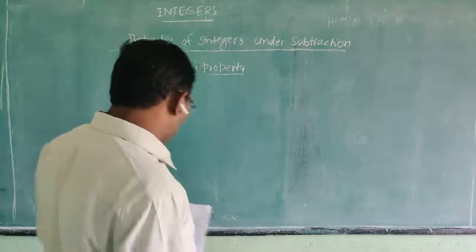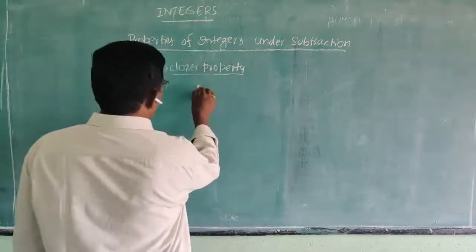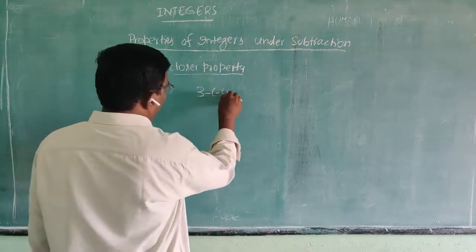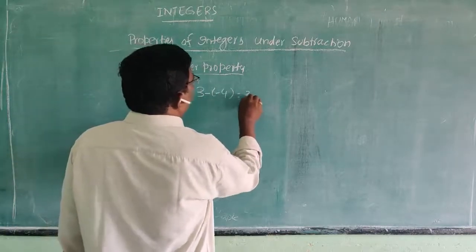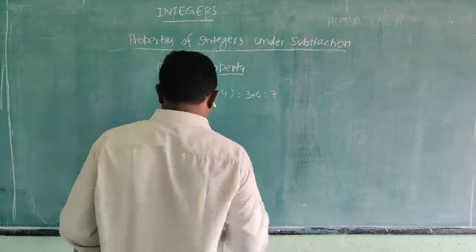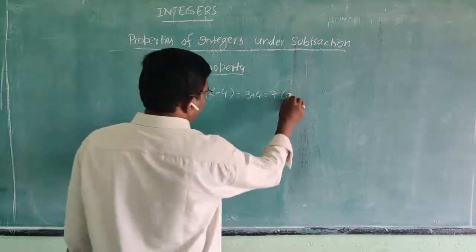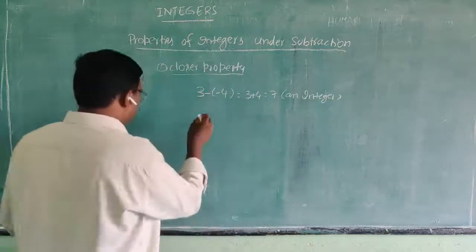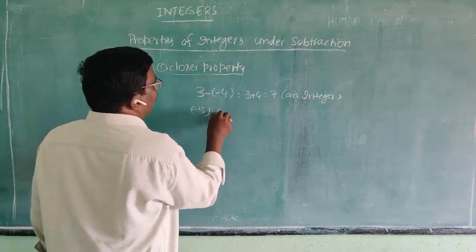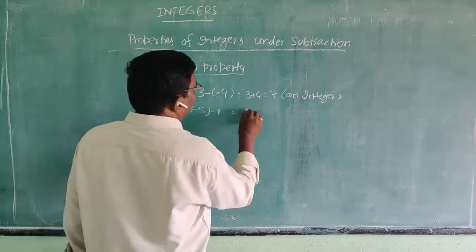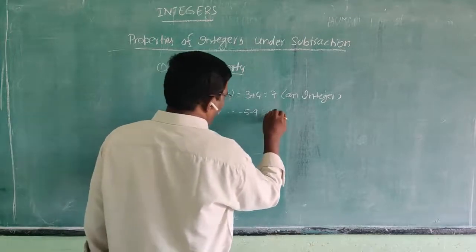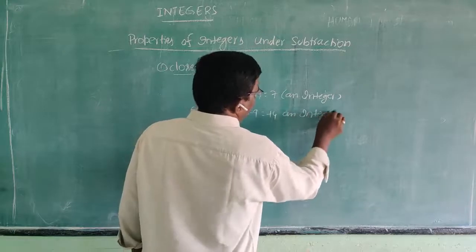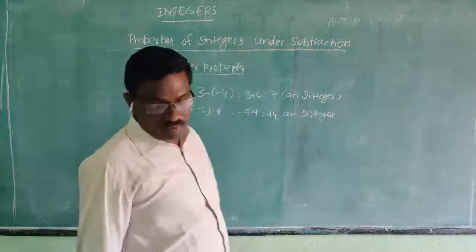Consider the integers 3 and minus 4. 3 minus of minus 4 equals 3 plus 4, that equals 7, an integer. Next one, minus 5 minus 9, that equals minus 14, an integer.